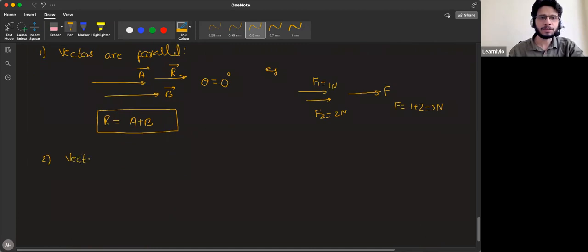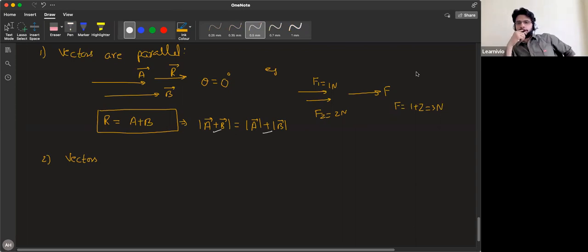Second case, you can write this in this way also: R is the magnitude of vector A plus vector B, and this is the magnitude of A plus the magnitude of B. Okay, can anyone tell me the difference between this plus and this plus sign? Open question to all. What's the difference between these two plus signs? If you don't know the exact answer, make intelligent guesses.